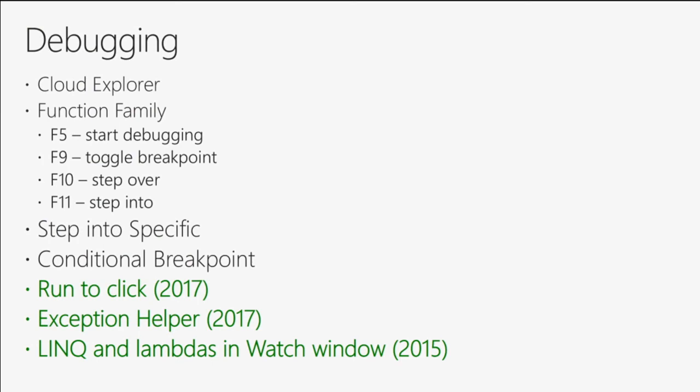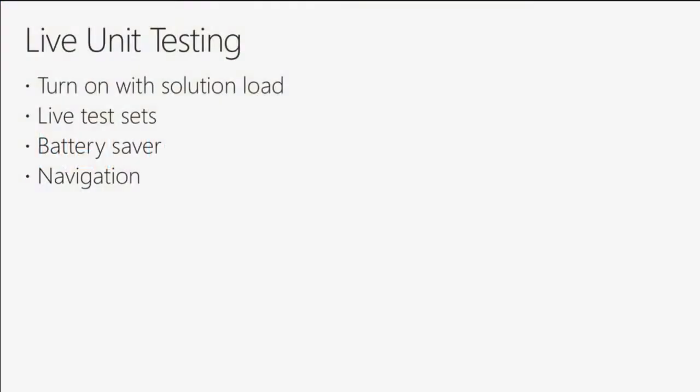Oh, I didn't show this, but step into specific. If you're calling two methods, like if you validated this thing and you validated that thing, you can do step into specific, which is Shift-Alt-F11, or you just right-click and say step into specific, and you can choose which method you want to debug into rather than the first one. And then, LINQ and lambdas, you can actually debug those in the watch window. You can type in a lambda or a LINQ expression in there, and it actually works. But Casey Anderson's session has a lot more on that.